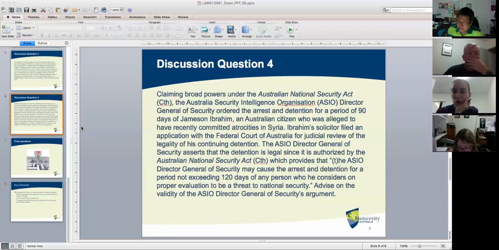I'm just sort of more looking at the wording of the problem, if you like. It says that an Australian citizen who was alleged to have recently committed atrocities in Syria, and then the wording in the provision is may cause the arrest and detention for a period not exceeding 120 days of any person who he considers on proper evaluation to be a threat.